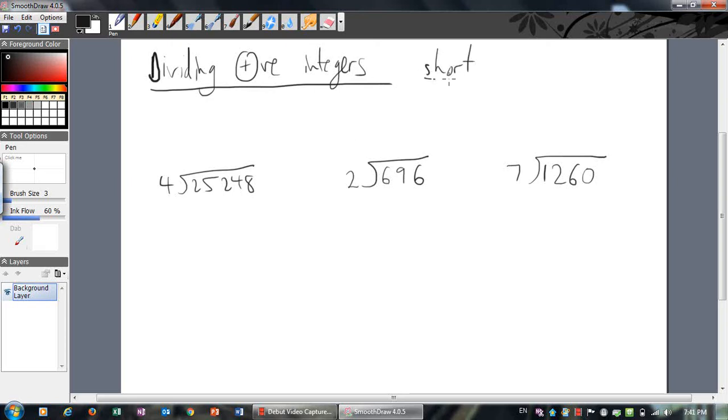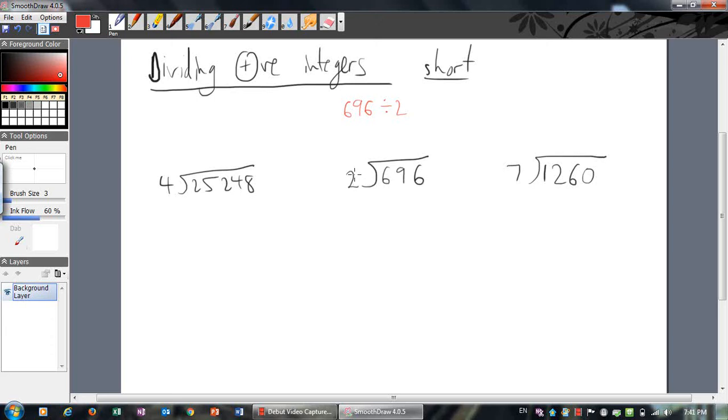Okay, so I'm just going to do 3 quick examples because I think division students tend to do pretty well. So let's go through it. I'm going to start with this middle example first. So what we're looking at is, what is 696 divided by 2? Okay, so that's the equivalent of what we've written here. How many times does 2 go into 696?